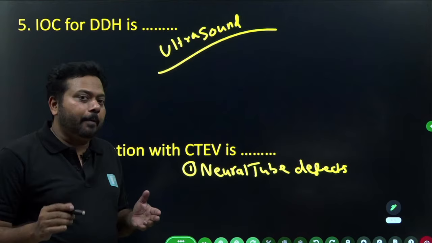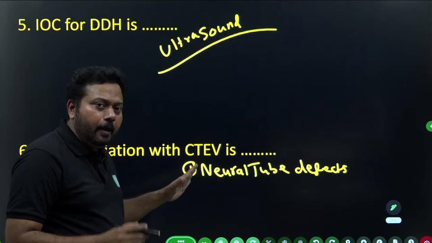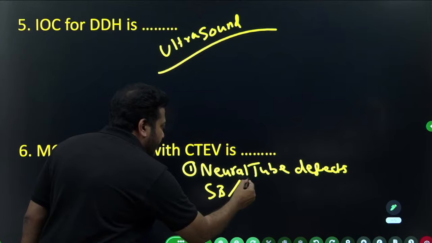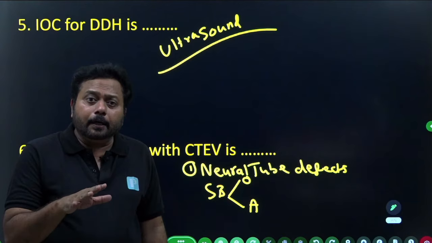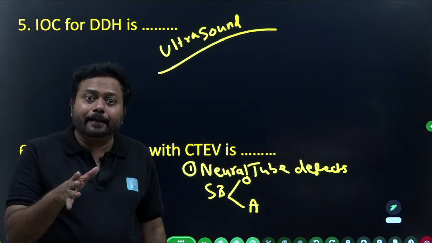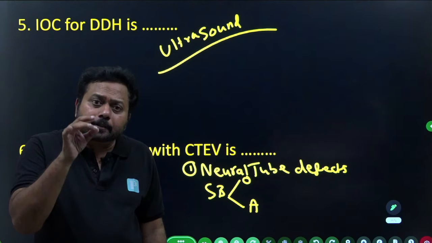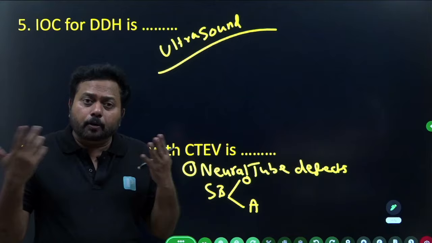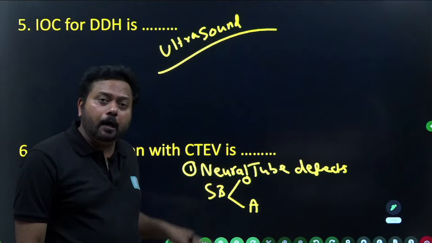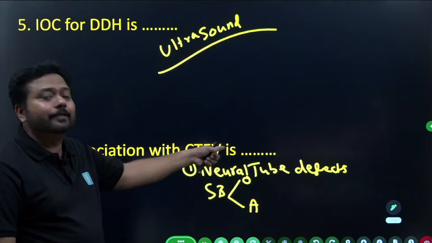Spina bifida. This is an additional point, not related to CTEV. Spina bifida is usually of two types: spina bifida occulta and spina bifida aperta. Occulta means you can't see it, just over the skin everything is intact. It's a closed type. It may show you some neurocutaneous markers like a tuft of hair or a dimple over it. And aperta is an open type, which you can see. The most common type of spina bifida is occulta, and that is the most common association with CTEV. CTEV is commonly associated with spina bifida occulta, to be more precise.